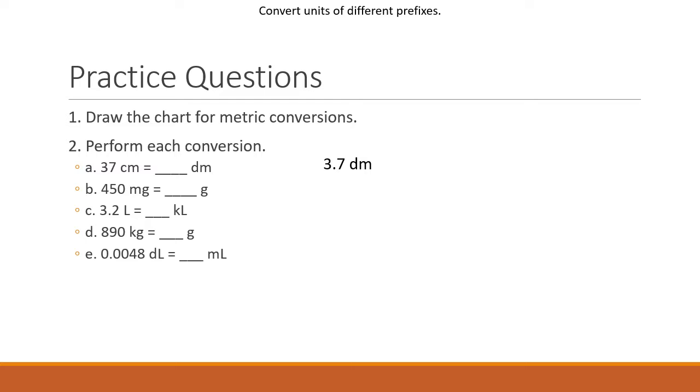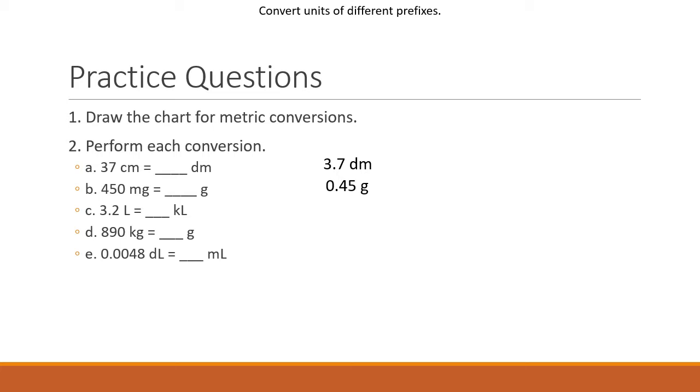For B, we're going from 450 milligrams to grams. So here the decimal point should also move left, but now it's going to move left 3 places. So this should be 0.45 grams. And again, notice that 0 that was after the 5. It would not be wrong to put it there. The value's not any different, but it's not necessary. So I just put the 0.45.